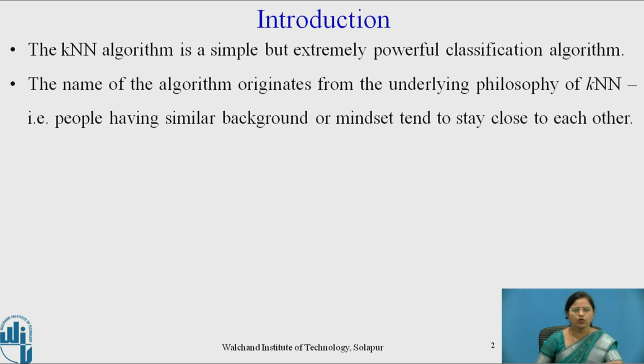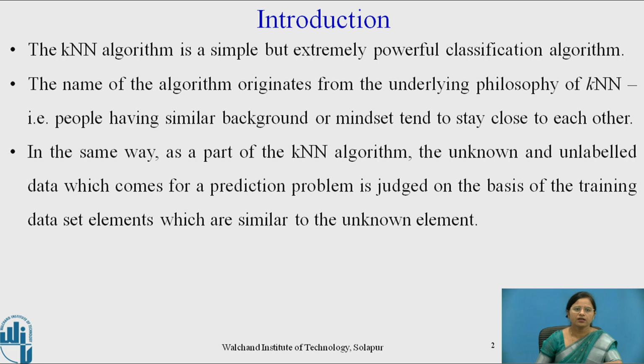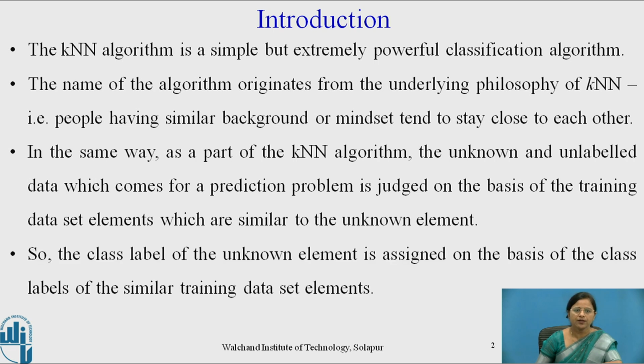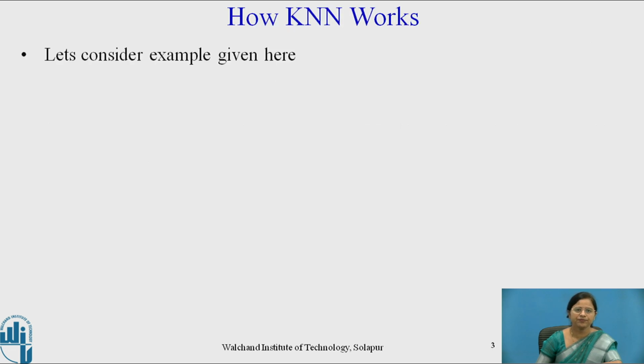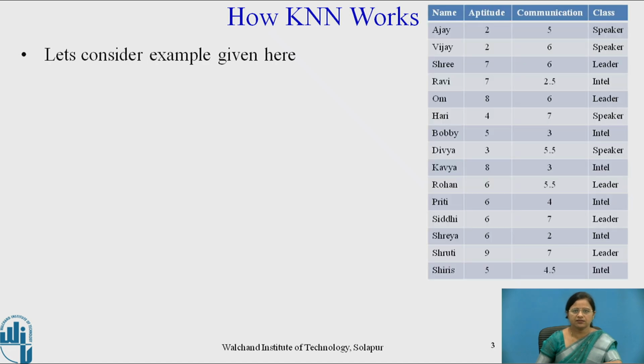The name of the algorithm originates from the underlying philosophy of KNN, that is, people having similar background or mindset tend to stay close to each other. In the same way, as a part of the KNN algorithm, the unknown and unlabeled data which comes for a prediction problem is judged on the basis of training dataset elements which are similar to the unknown element. So, the class label of the unknown element is assigned on the basis of the class label of the similar training dataset elements. Let us consider the example given here.